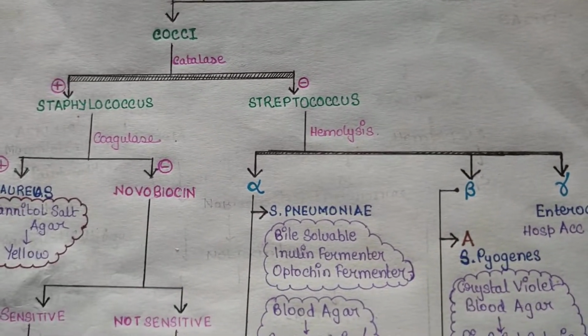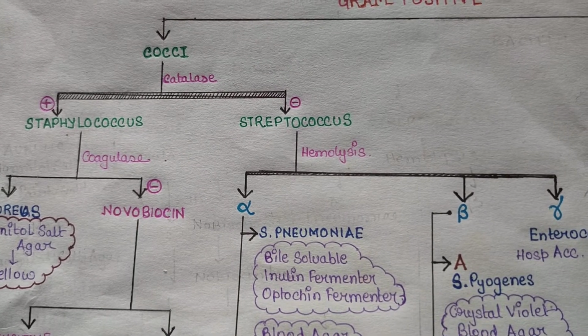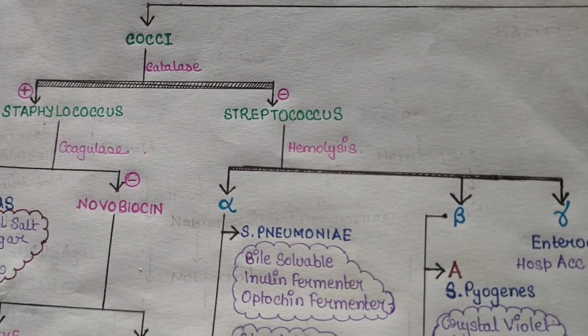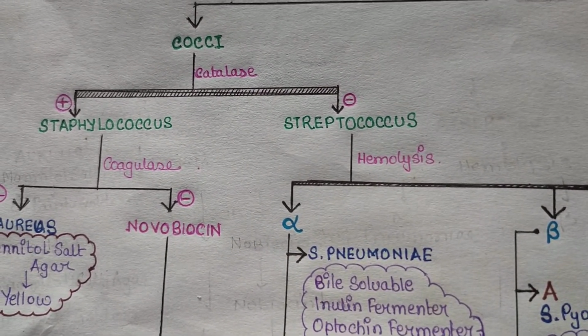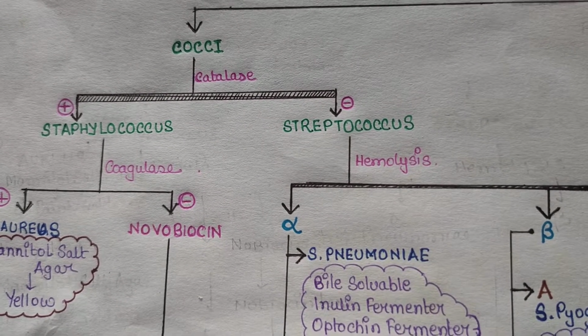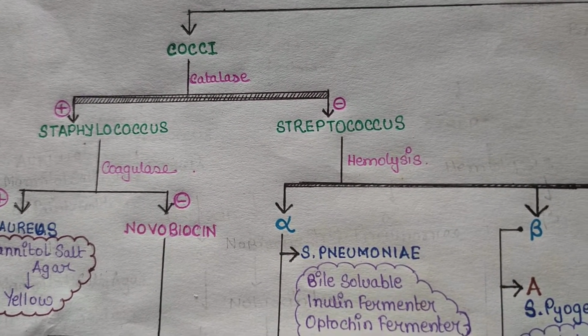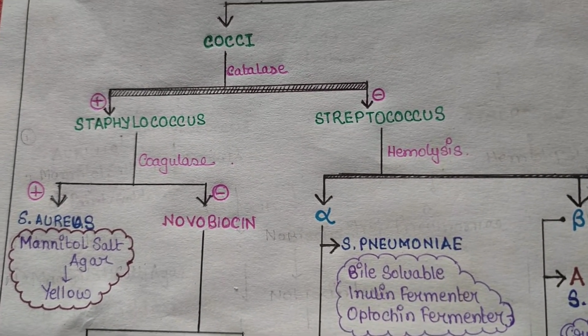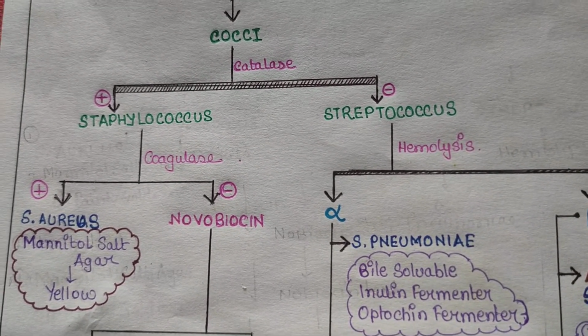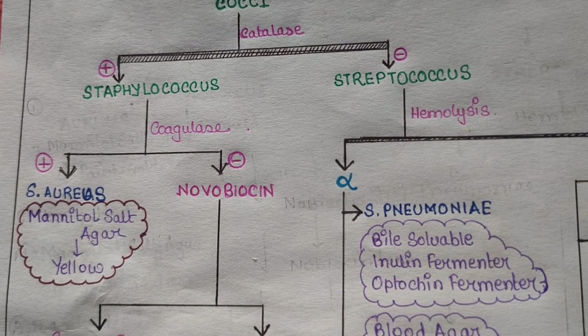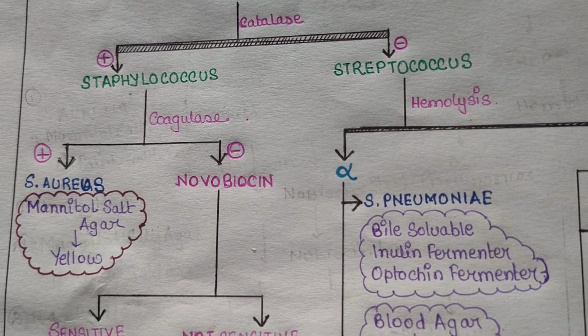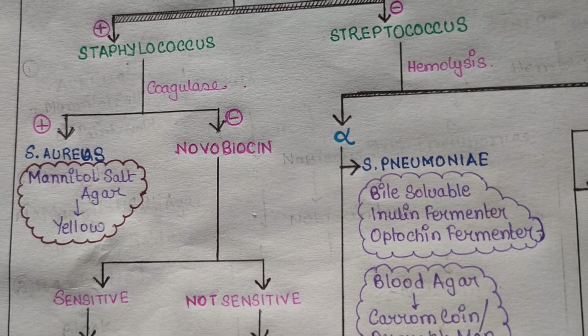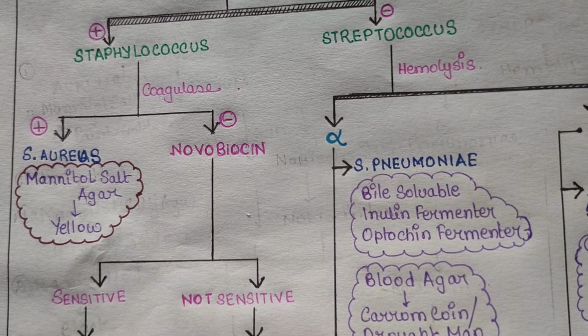Starting with cocci, we perform the catalase test. If the catalase test is positive, we call it staphylococcus, and if the catalase test is negative, we will call it streptococcus. Starting with staphylococcus, we further do the coagulase test, and if the coagulase test is positive, we culture it in mannitol salt agar media, and yellow coloration of the media is seen.